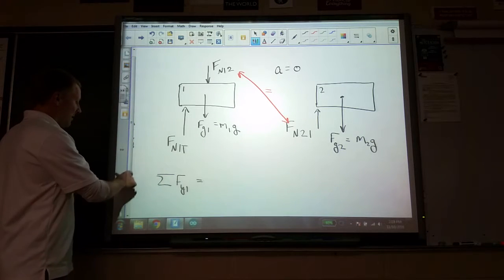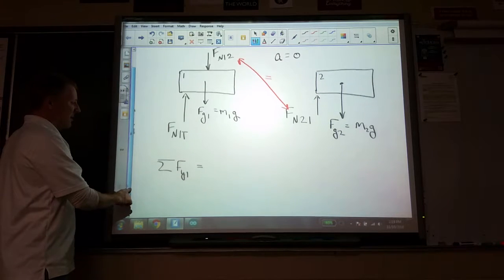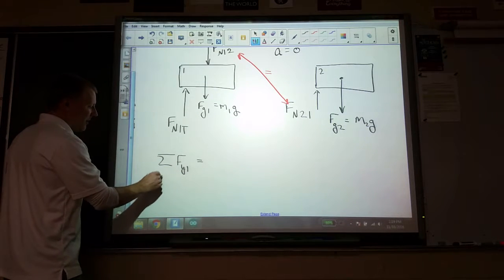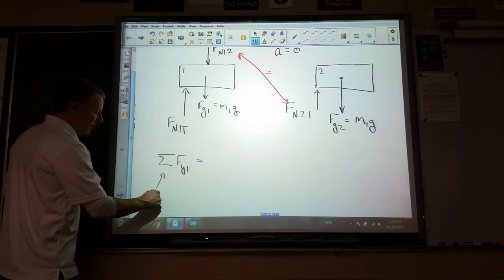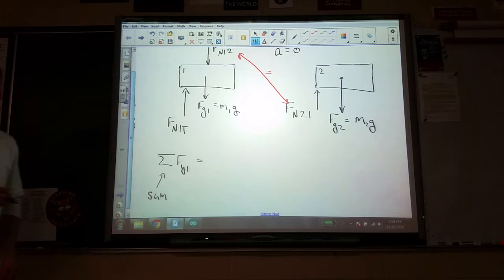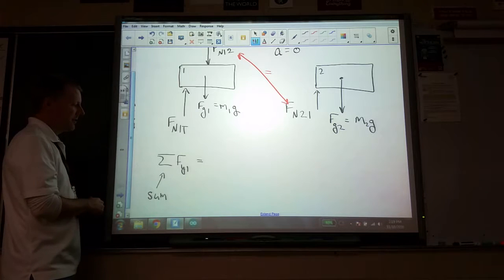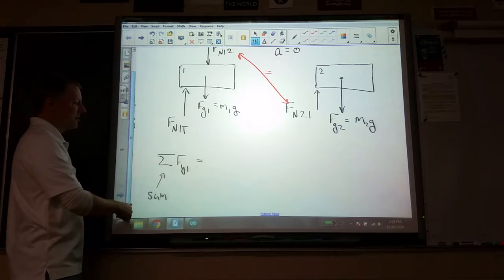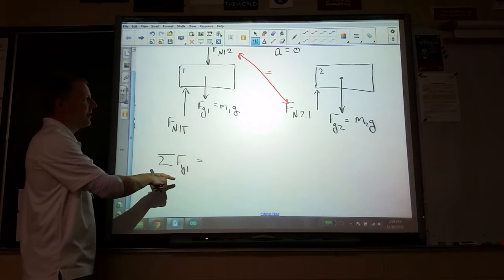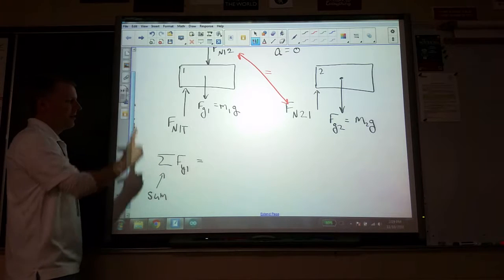What's that symbol mean again? Sum of, yep, and so sum, S-U-M. Sigma is a Greek letter S. And whenever you see it, it'll be a sum. So this is the sum of the forces acting on book 1 just in the y direction, which is the only one we care about.